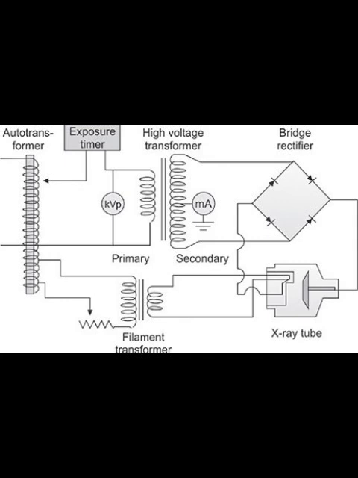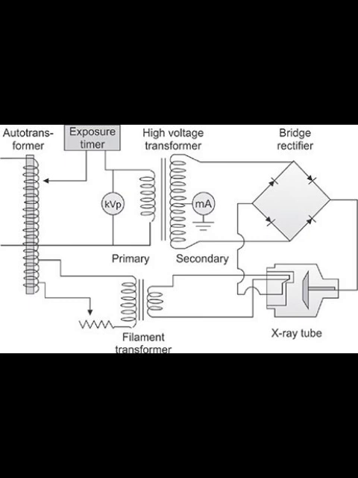kilovolts. Right. So the process here is pretty clear. The step-up transformer dramatically increases the voltage, then the rectifiers change that high voltage AC into high voltage DC. And then it sends that high voltage DC power directly across the X-ray tube from cathode to anode to make the electrons accelerate and produce X-rays. That's where the X-ray generation happens. That's the business end, yes.